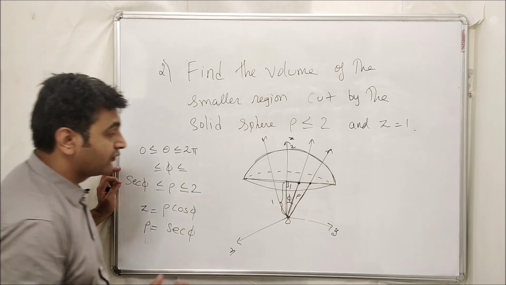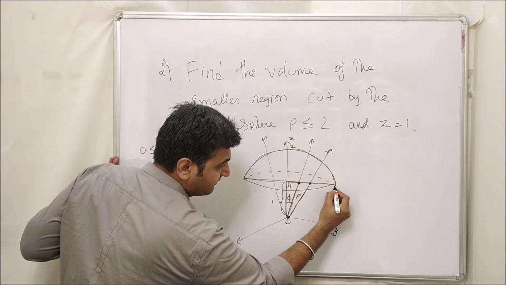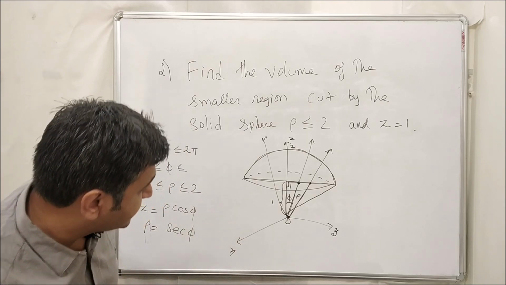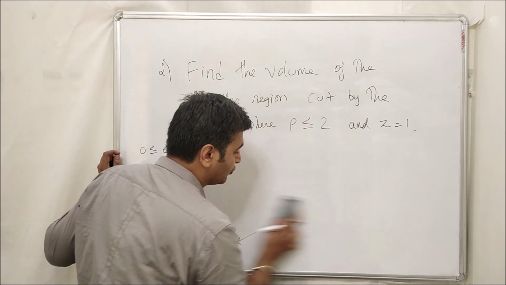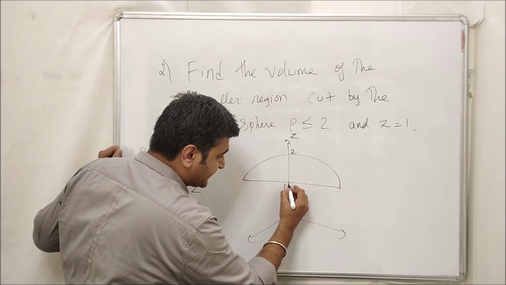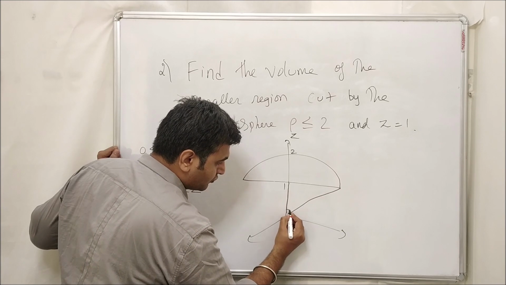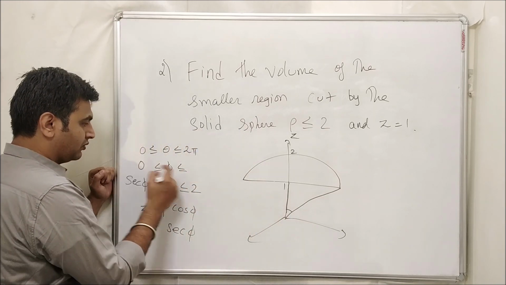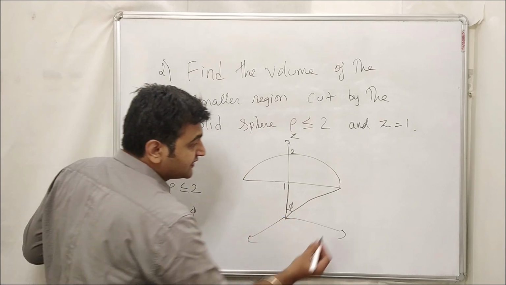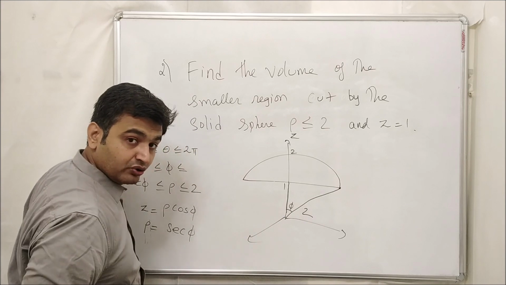Now what are the limits for phi? Phi will start from the z axis and it will go till here. This is the maximum value where your phi will go. Let me erase this so that you won't get confused. So this is what we have, right? Now phi is starting from the z axis and it is going till here. So phi is starting from 0, till where is it going? I need to find this angle. But this is a point on the sphere as well. So I know that this distance from the origin is 2 units.